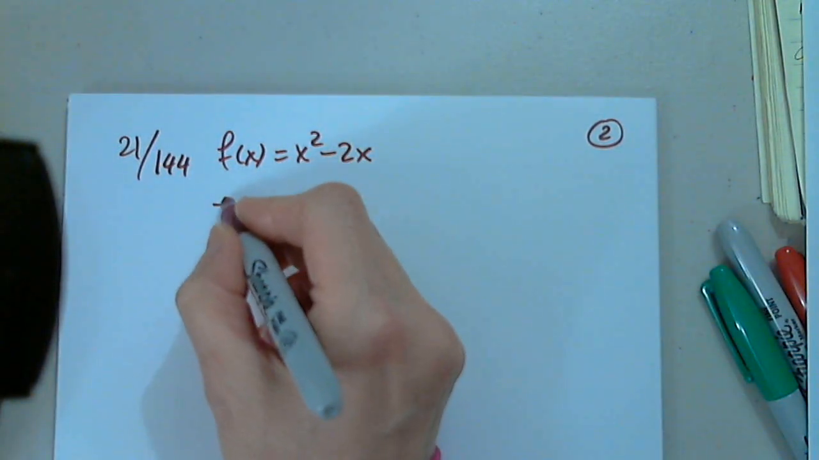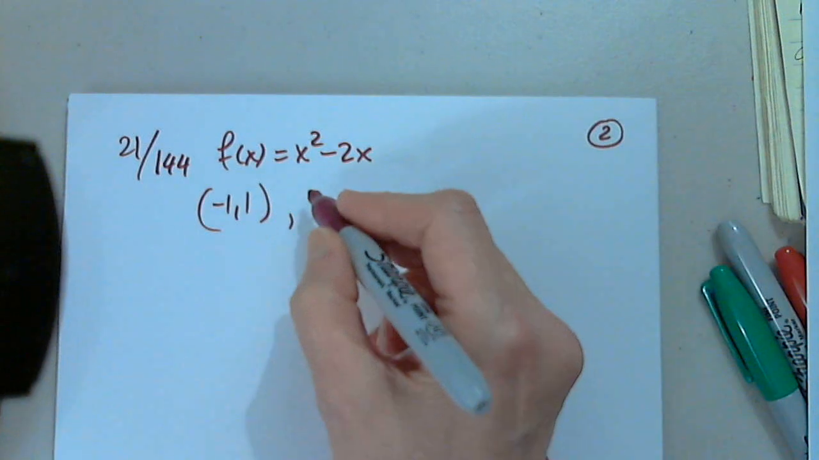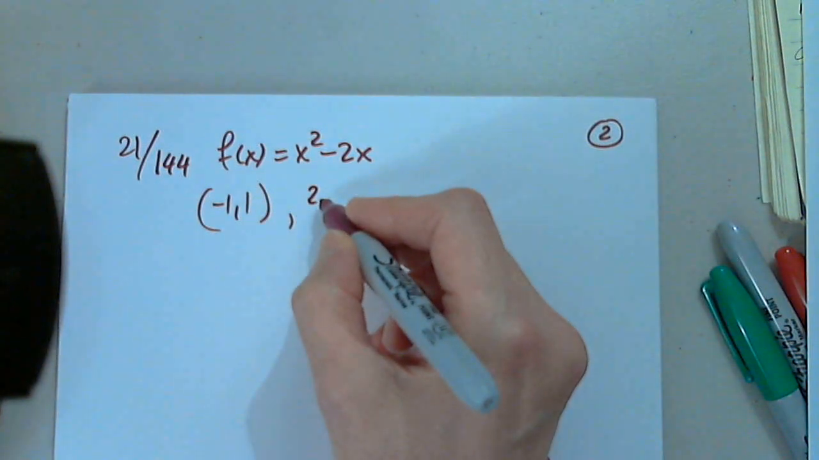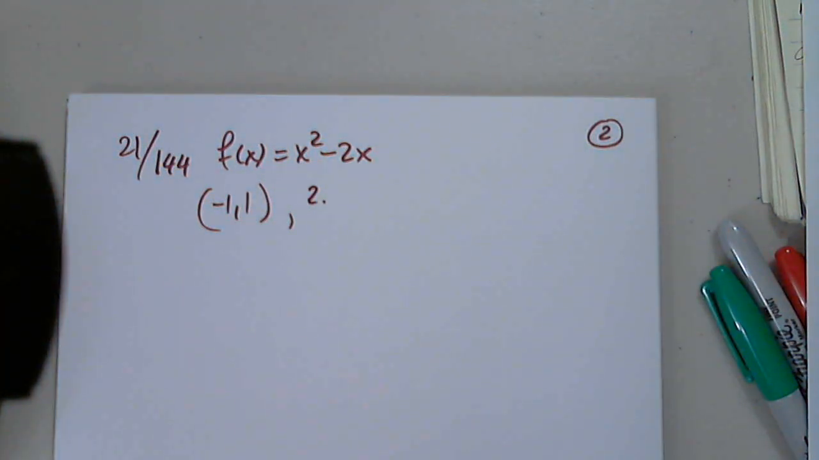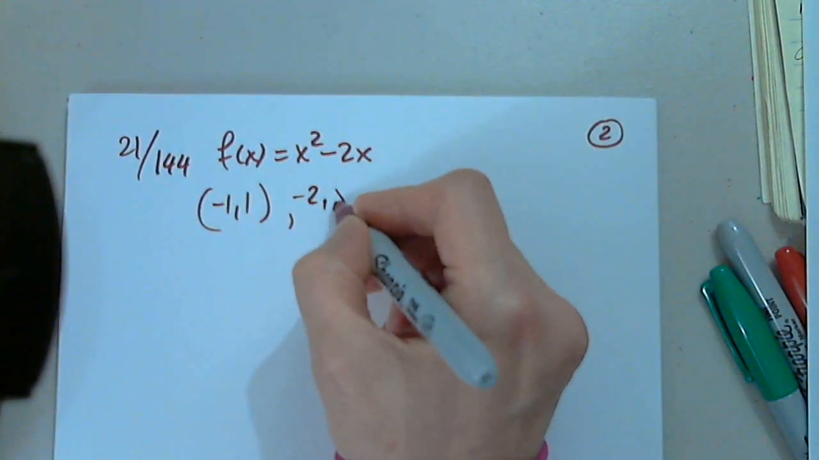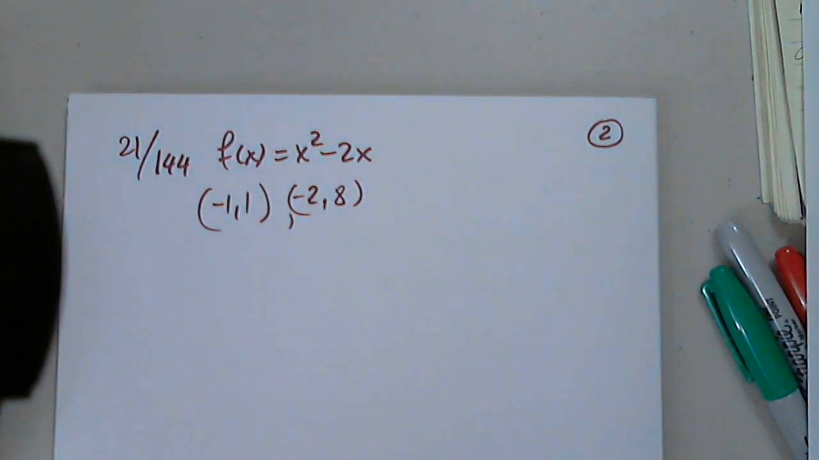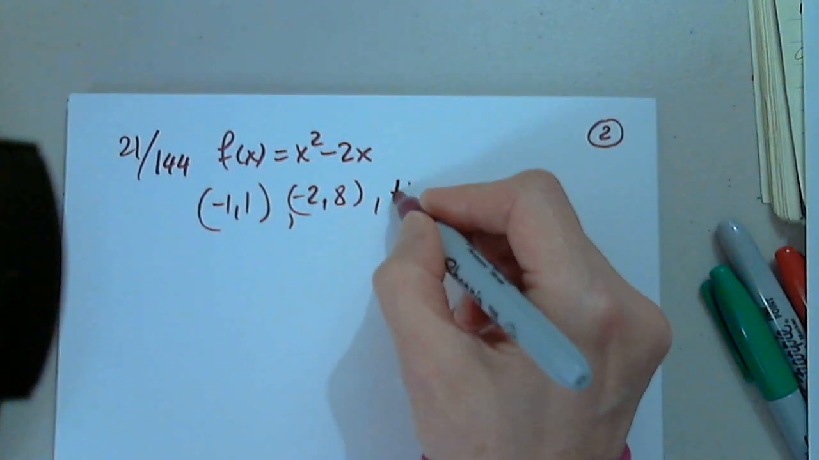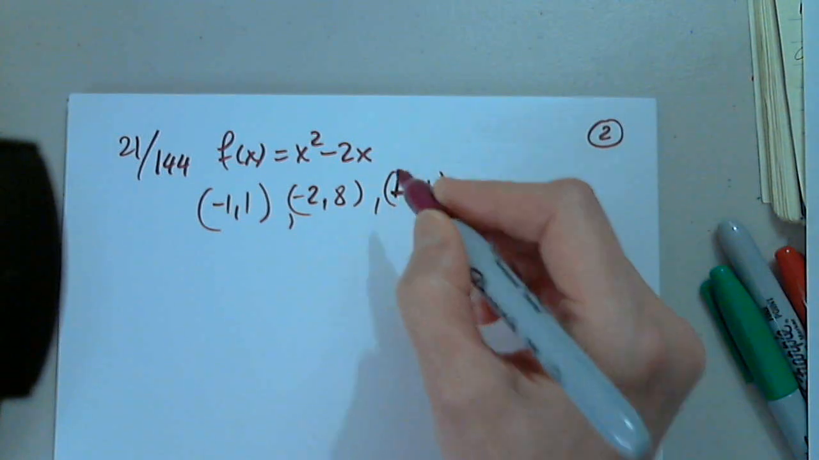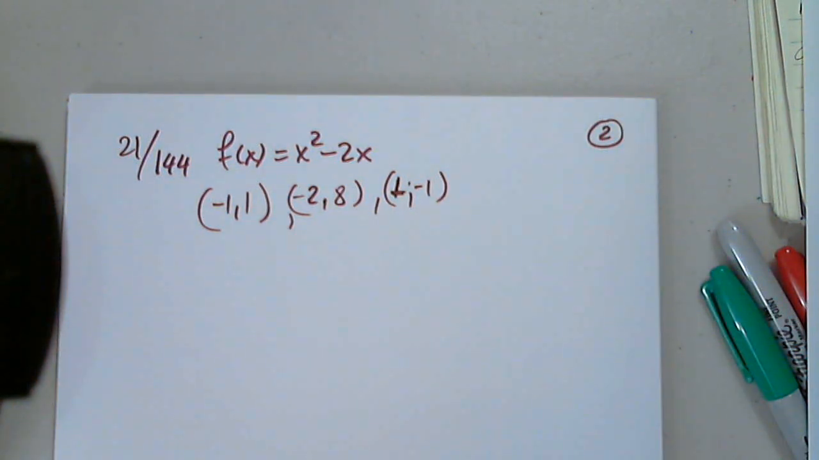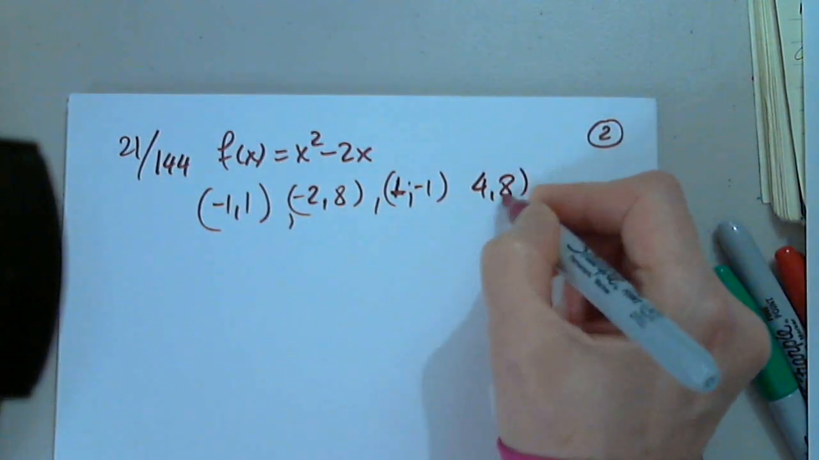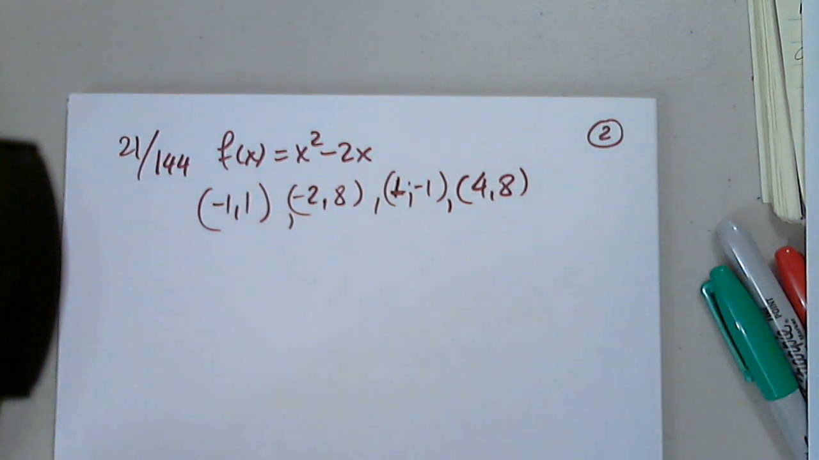And they want at -1, 1. They want at 2. No, I'm copying from something else, right? I always do that. -2, 8. Keep an eye on what I copy. 1, -1, 1, -1, and what is the last one? 4, 8. Okay, perfect.